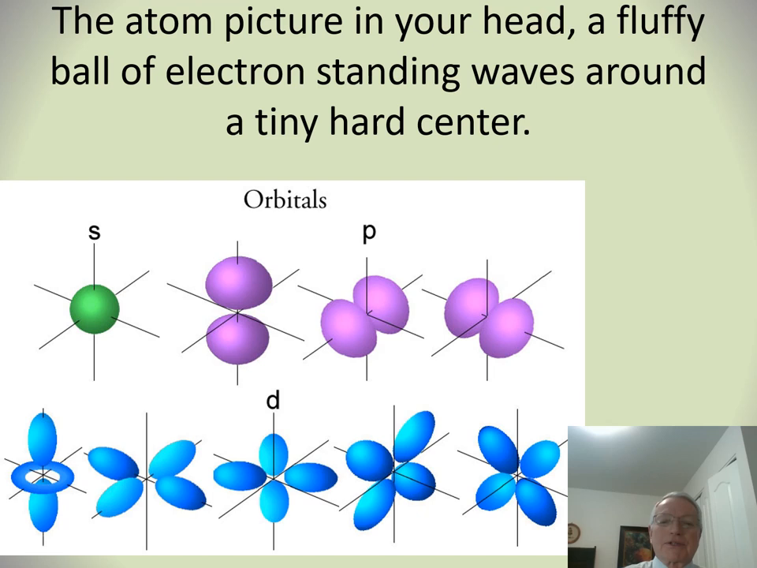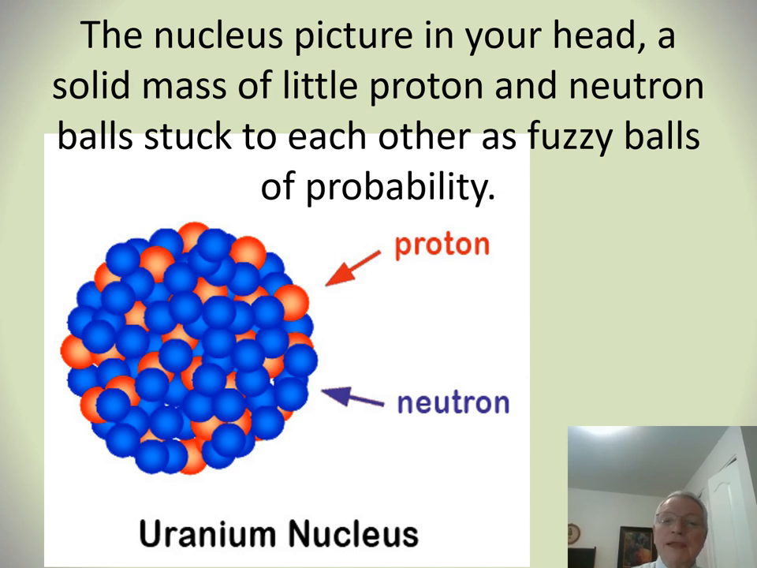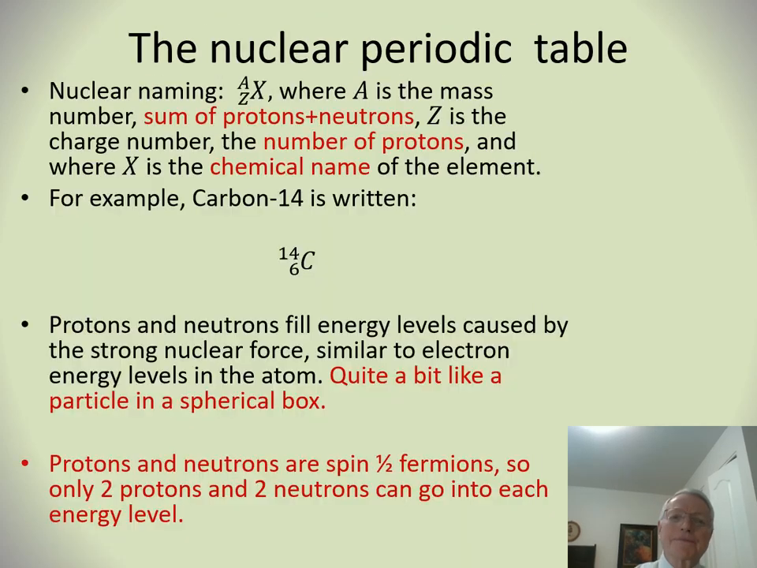Hopefully this is the atom picture you have in your head, that there are these fluffy electron balls, probability balls, forming standing waves around the tiny hard center of the nucleus. And it's the electrons behaving in these fluffy standing wave type ways that makes all of chemistry possible. The nucleus picture you should have in your head is that it's a solid mass of little proton and neutron balls, which are also fuzzy. They're fuzzy balls of probability. And they're stuck together by the strong force. That's a uranium nucleus there.